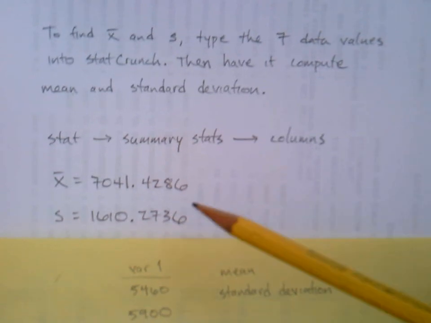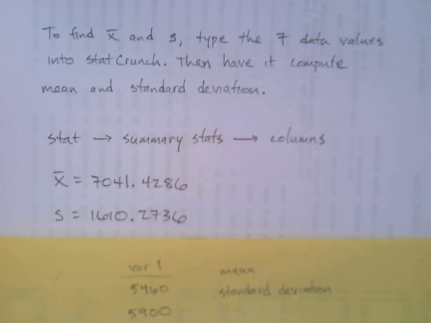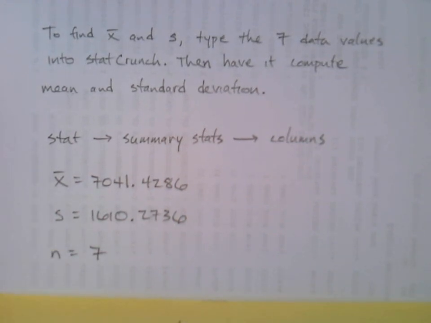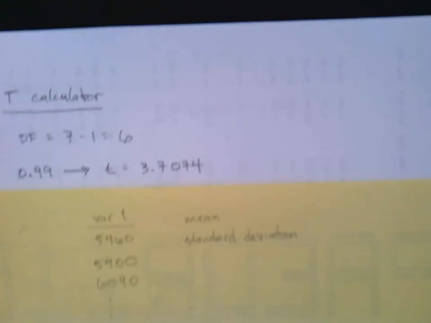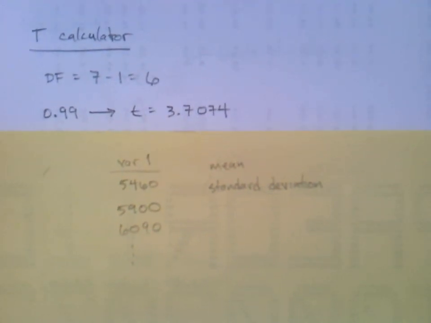But now that we have these numbers, we can proceed. Oh, by the way, n equals 7. That was the number of data values that they told us, right? The 7 numbers. Okay, our sample size. So with that, I'm going to go to find the last piece that we need, which is our T calculator. And I'm just going to show you what's happening here.